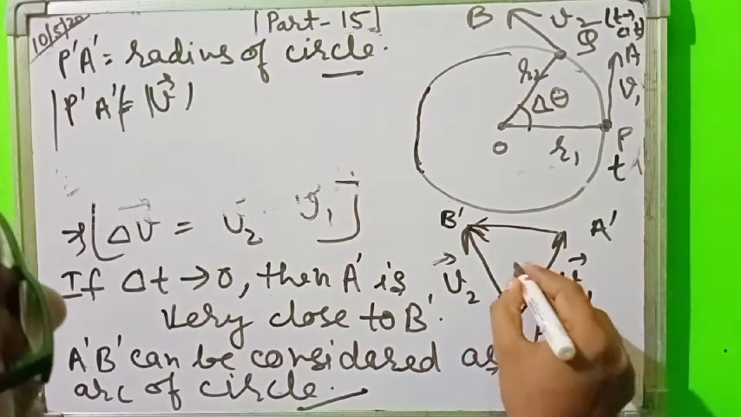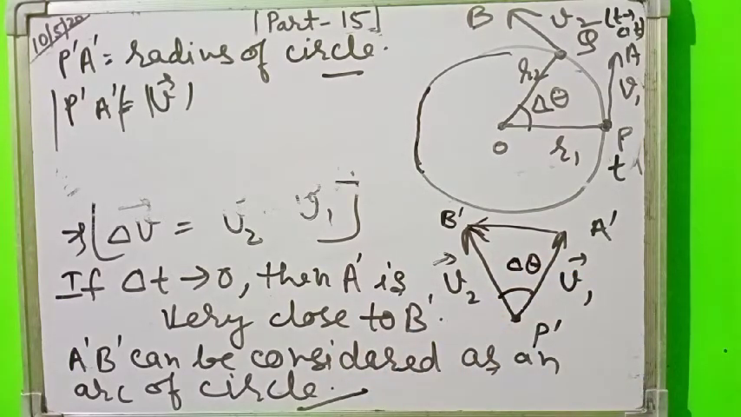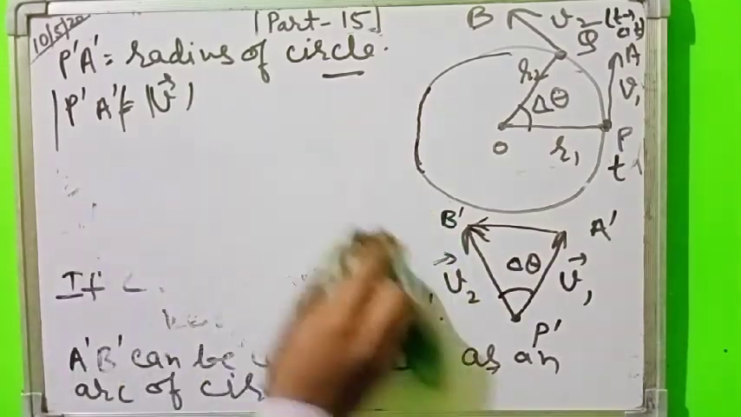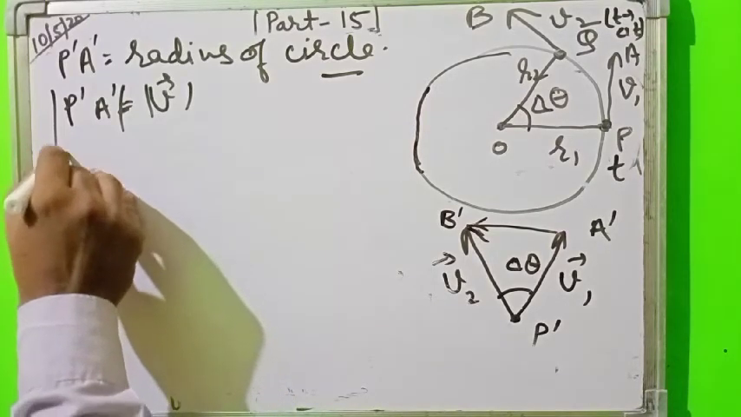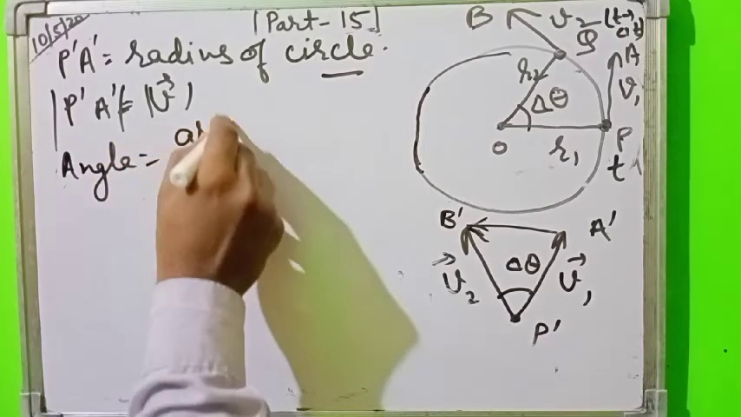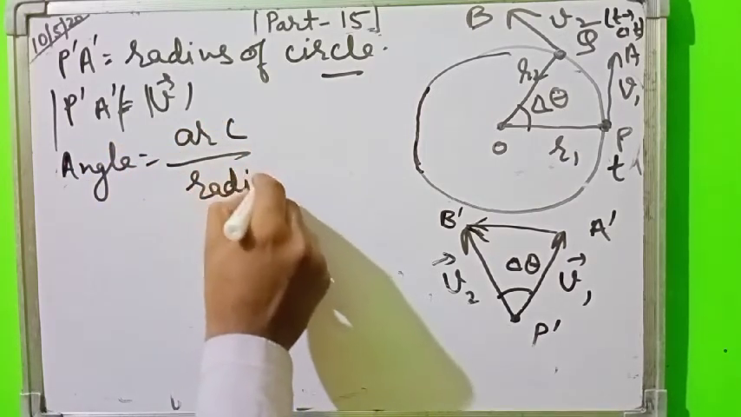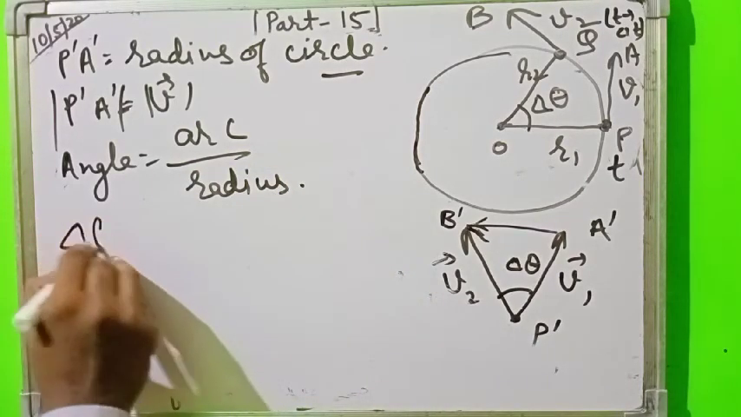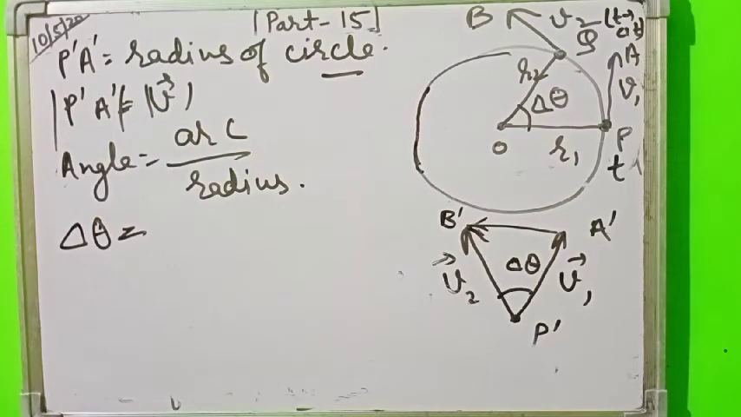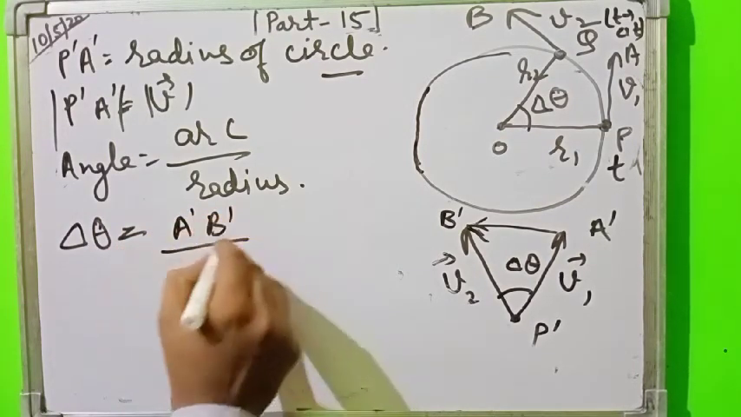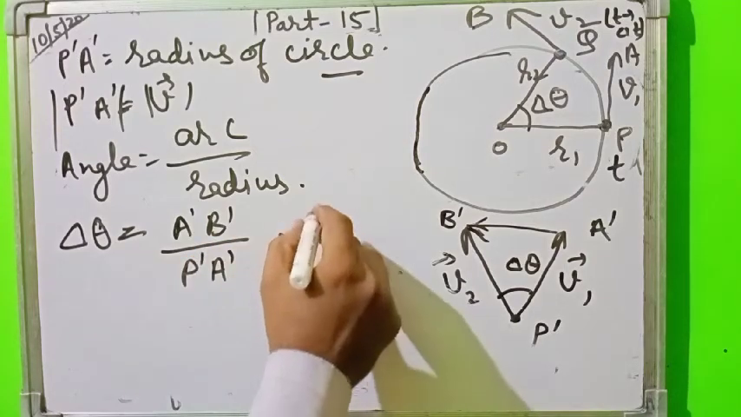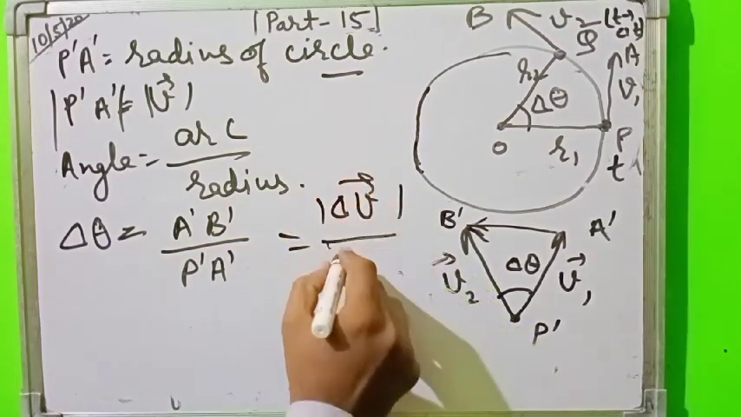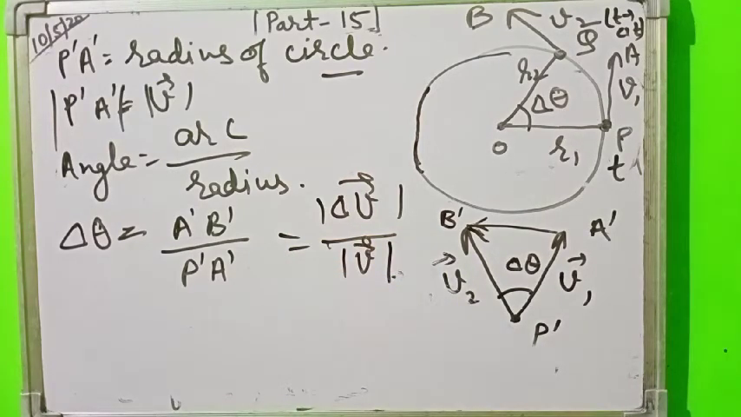Now, if they are subtending an angle del theta here, we can write del theta. You had studied in lower classes, angle is equal to arc upon radius. So angle subtended is del theta, arc is A dash B dash, and radius is P dash A dash. And it can be written as magnitude of del V vector upon magnitude of V vector.